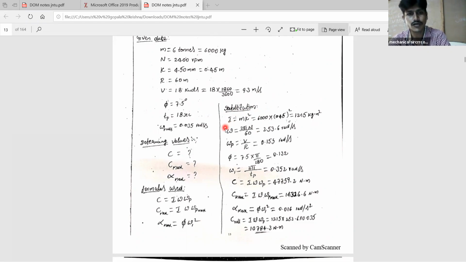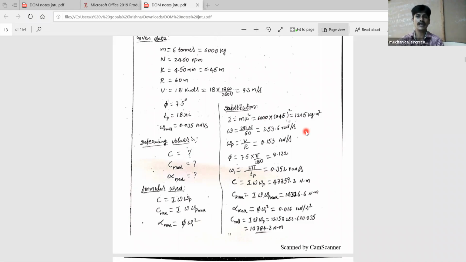Before calculating these determining values, some values are required. The I value is the mass moment of inertia, m k square, where m and k are known. If you have a scientific calculator, simply calculate: 6000 into 0.45 square, and the value is 1215 kg meter square.